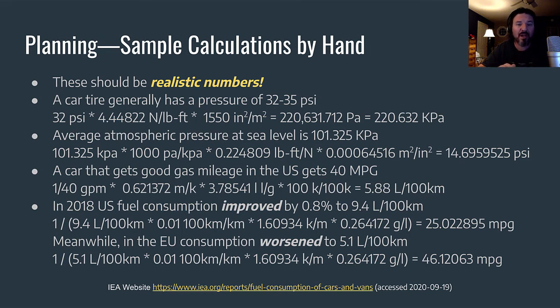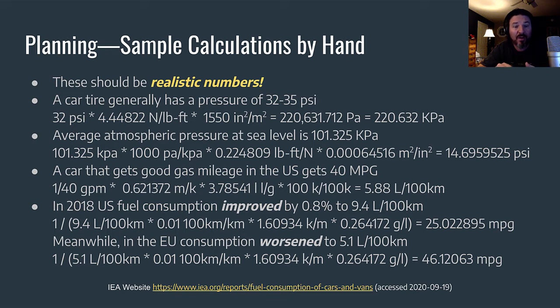So for example, a car tire generally has a pressure of 32 to 35 pounds per square inch. Plug that into the formula, cancel out all the units, and we get 32 psi is equal to 220.632 kilopascals. Checked out with Google, and that answer was correct. Average atmospheric pressure at sea level is approximately 101.325 kilopascals. Plug that into the formula, and I ended up with my calculator getting 14.6959525 pounds per square inch. Again, Google confirmed that that was correct.